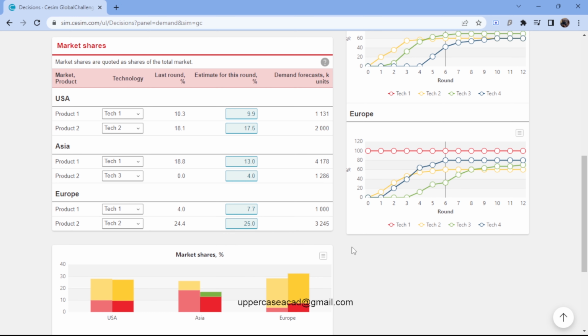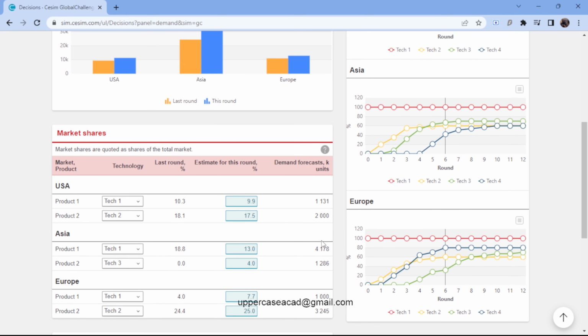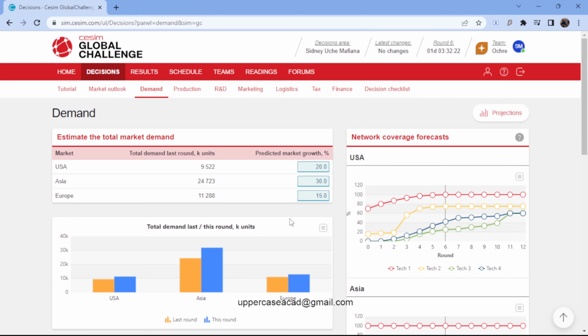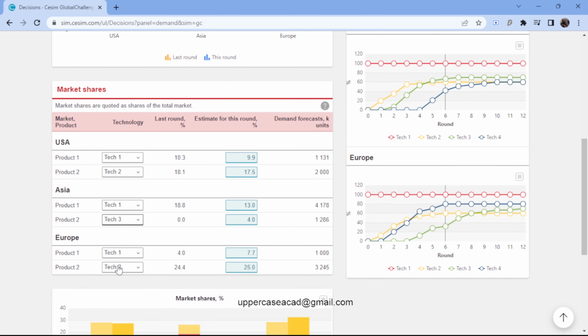Okay, so that's it, and there you have it. The demand has allowed us to make informed decisions based on our network coverage and consumer preferences. So that's why in the USA, product 1 and product 2 will have Tech 1 and Tech 2. Then in Asia, product 1 and product 2 will have Tech 1 and Tech 3. Finally, in Europe, product 1 and product 2 will have Tech 1 and Tech 2.